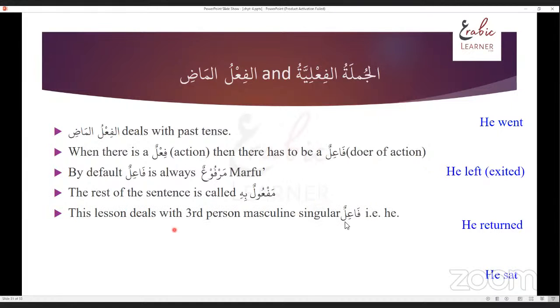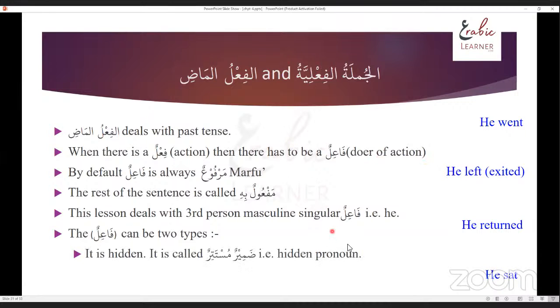Okay, this lesson deals with only the third person. I already told you. Now, the doer can be of two types. It can be hidden. Sometimes the doer is not shown in the sentence, it's hidden. That hidden fa'il is called damir mustatir. Okay, just remember it's mustatir. I will show you from the example how it is hidden in the sentence. And sometimes in the sentence, the doer is shown. From the examples, you will understand these things.